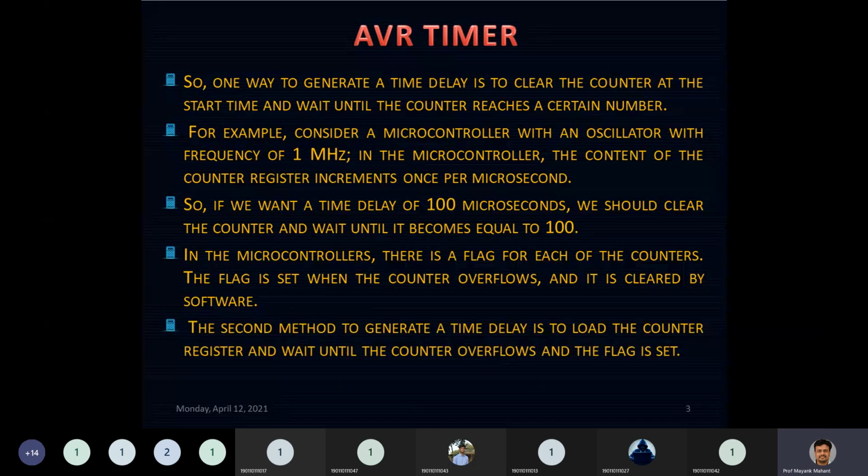The second method to generate a time delay is to load the counter register and wait until the counter register overflows. This is what we call normal mode, and what we discussed previously we call CTC mode. We will talk about CTC and normal mode in detail with all the timers and counters available in our AVR microcontroller.